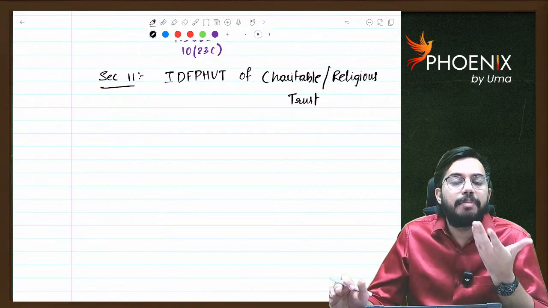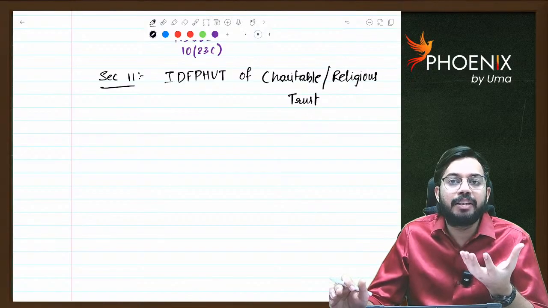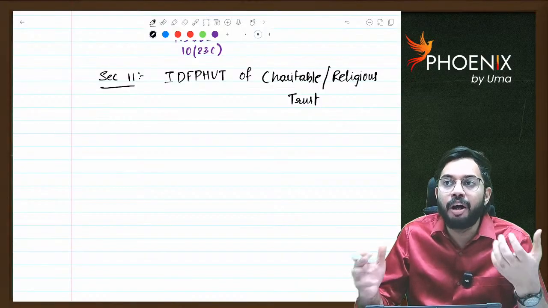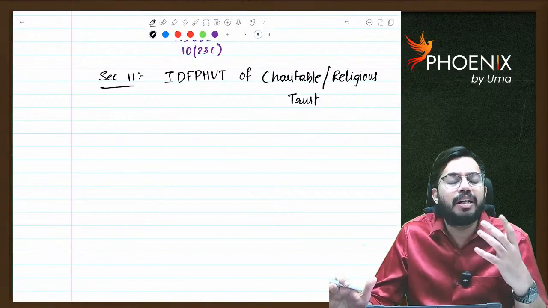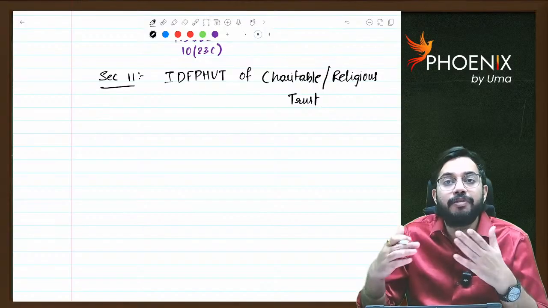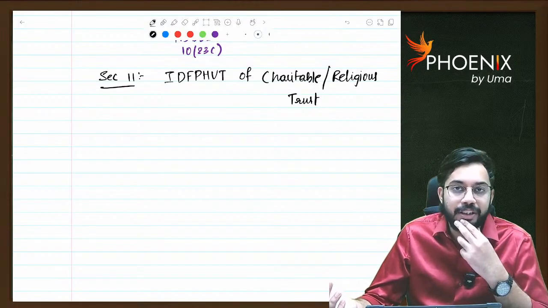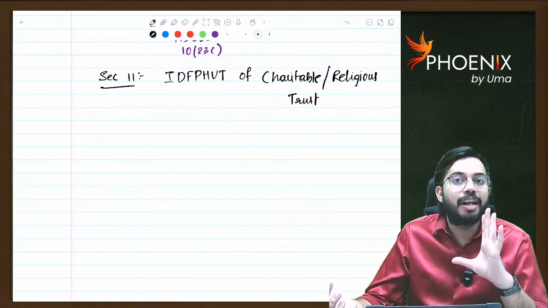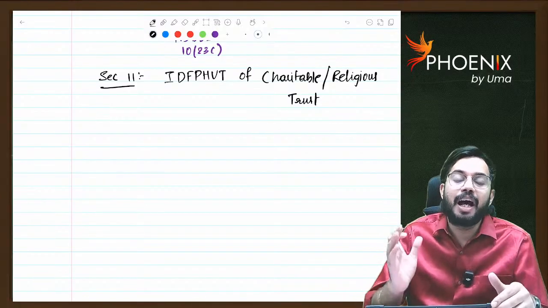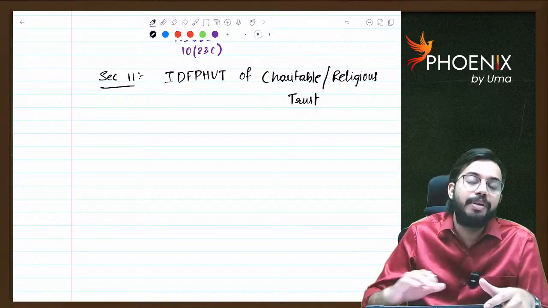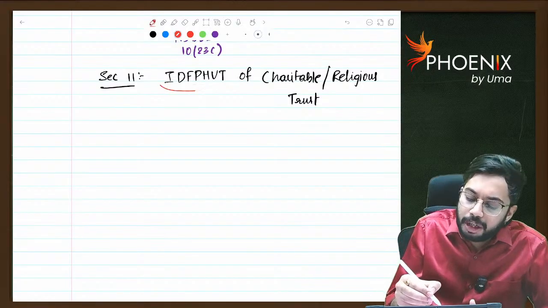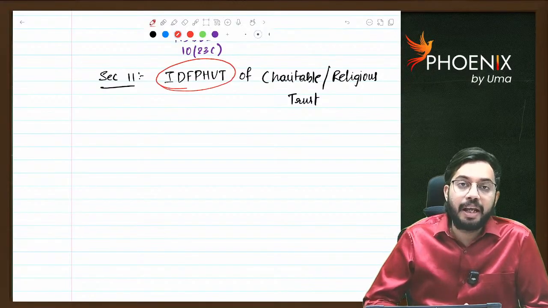Sir, what do you mean by charitable or religious trust? Charitable trust means any trust that is formed to help the poor, for the relief of the poor, or for the upliftment of the poor. Religious trust means any trust whose main objective is promotion of that particular religion. So what section 11 says: whatever the income derived from property held under trust of a charitable or religious trust is there, from that income you can claim exemption under sections 11 and 12. Now the question is, sir, what do you mean by income derived from property held under trust?